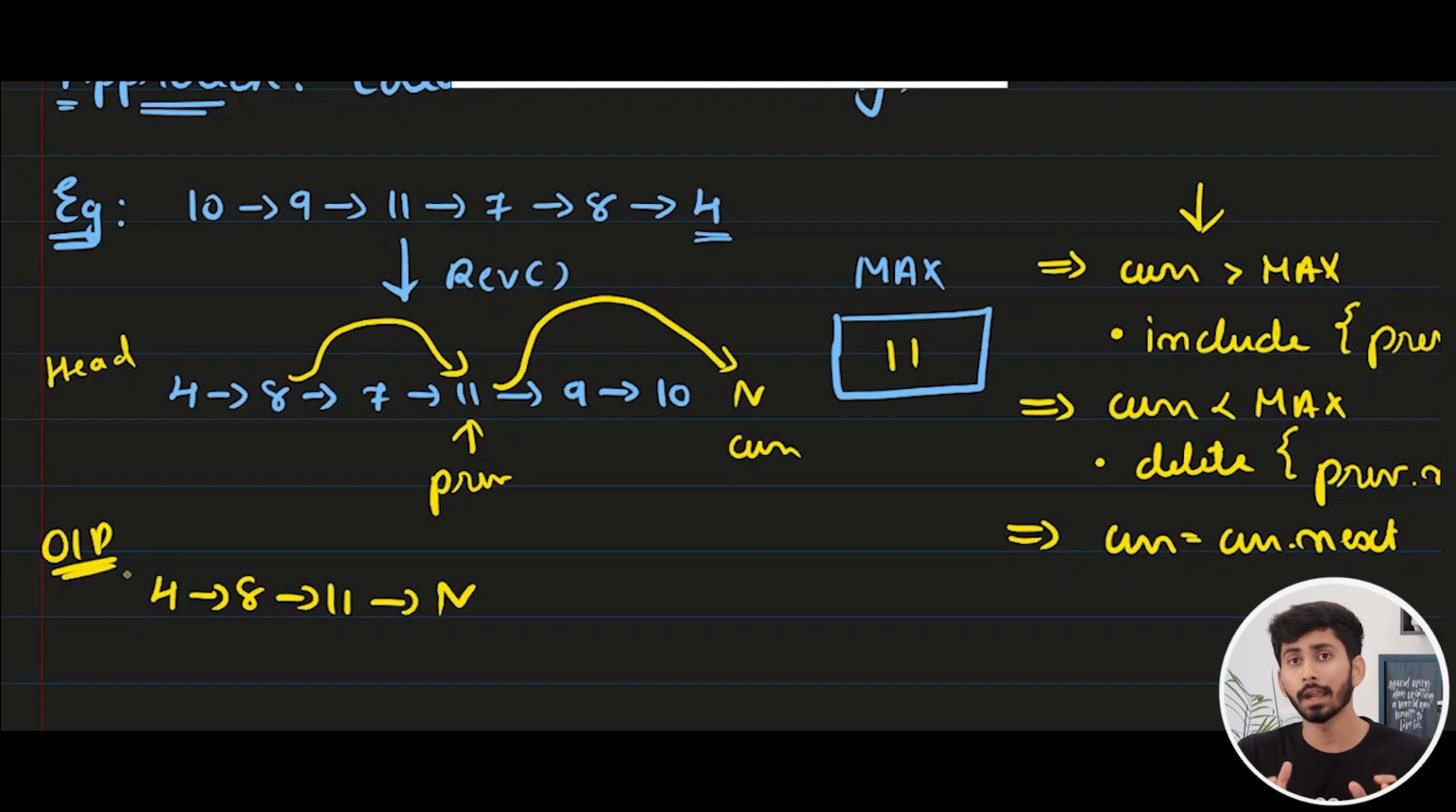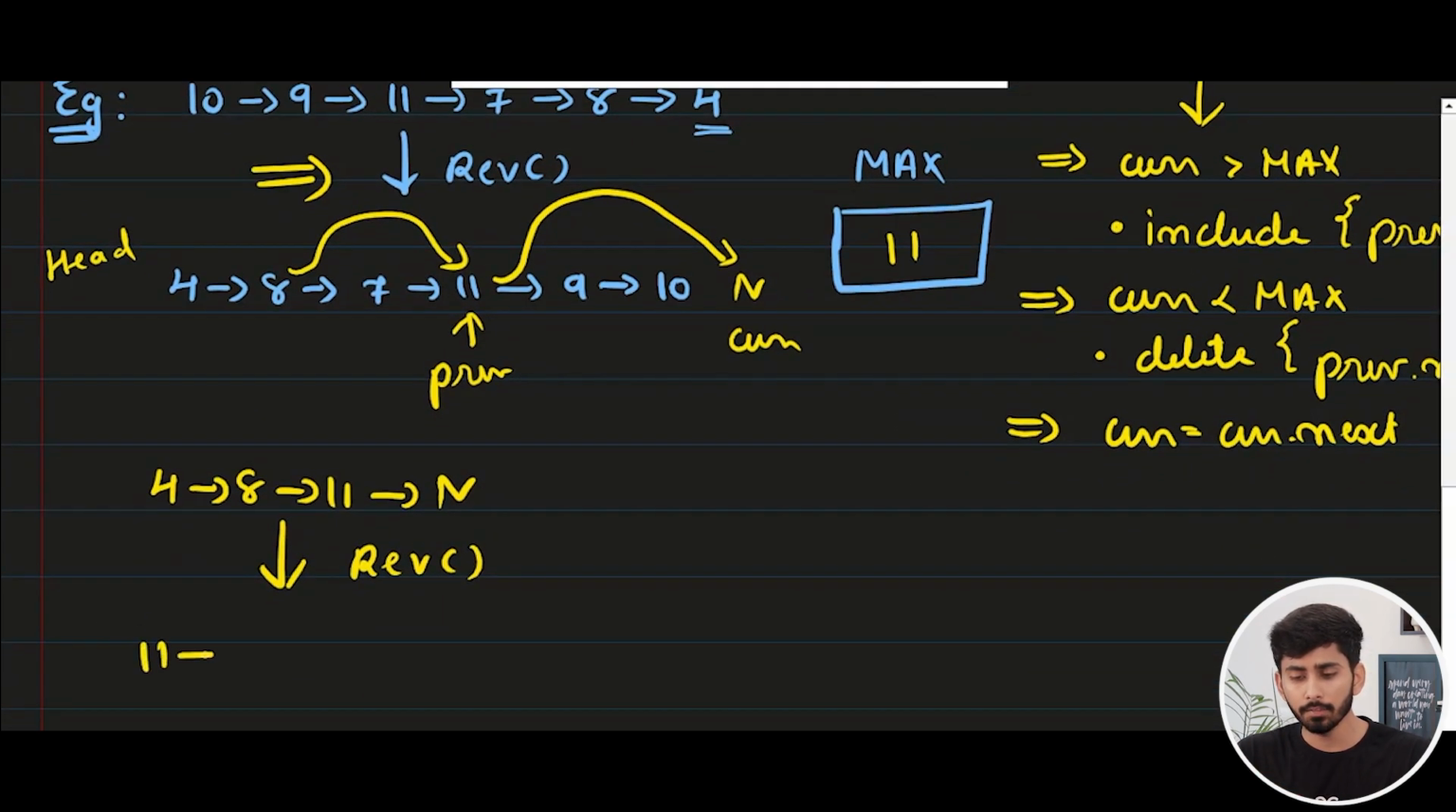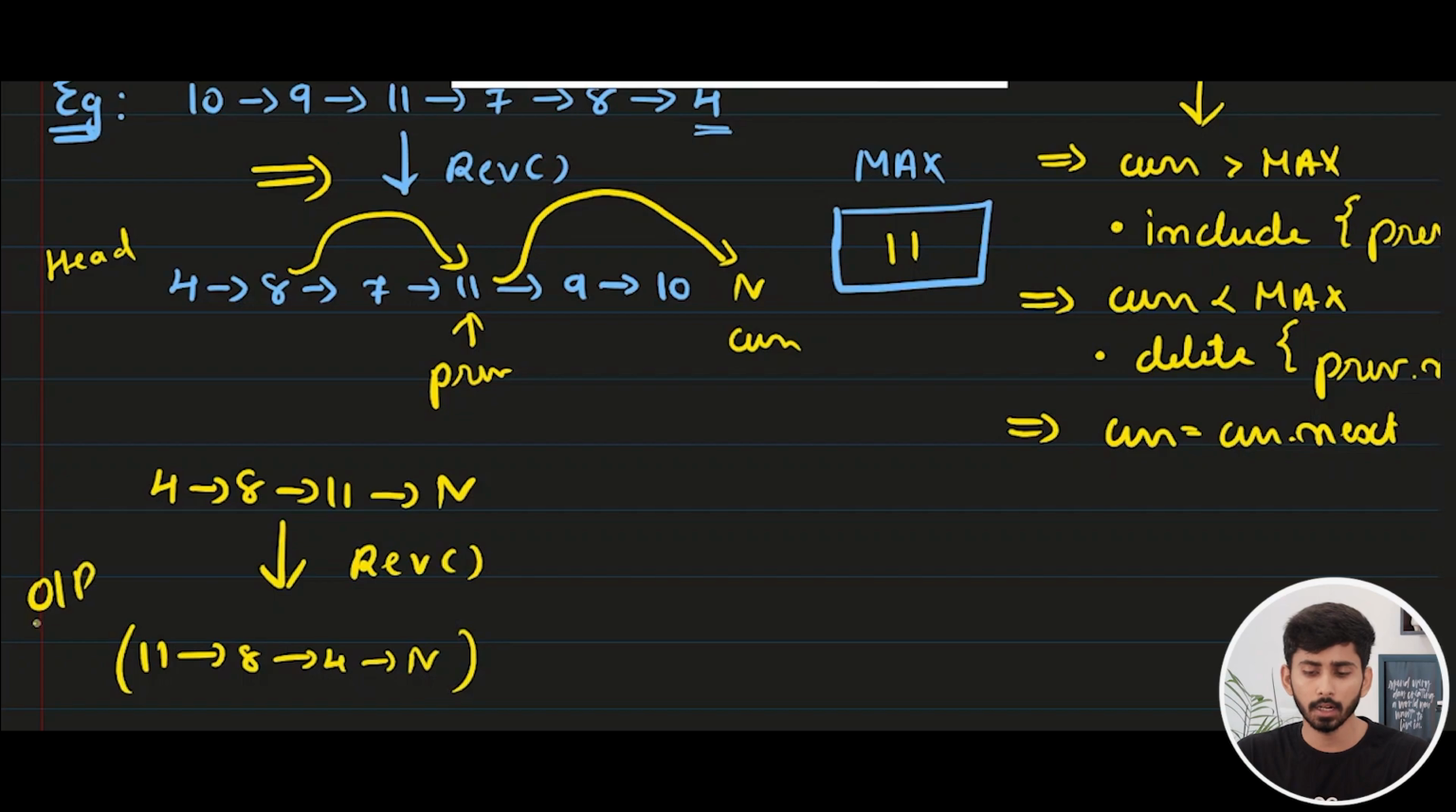But over here we need to handle a corner test case as well. So let's focus on what the corner test case will be. Now after deleting the nodes, this is what we have in our hand, that is 4, 8, 11. Basically this is not your output. We need to reverse this linked list, right? Because at the first step we already reversed the input linked list. So after reversing you will be getting 11, 8 and 4 and null. So this is your output linked list and you can print it in the output.